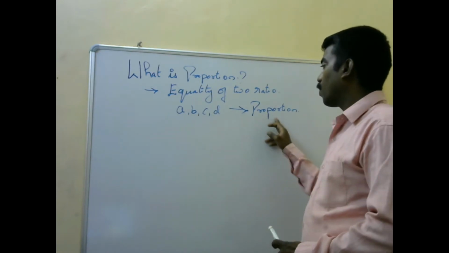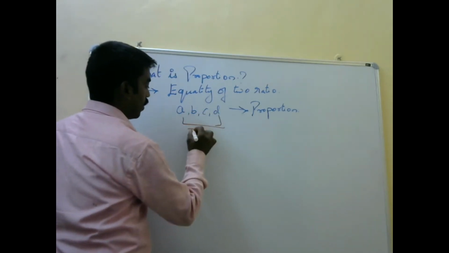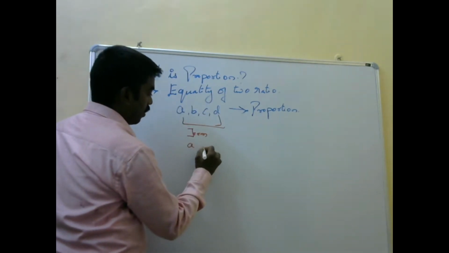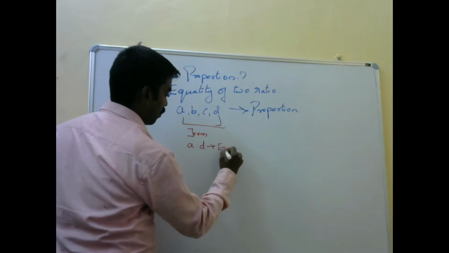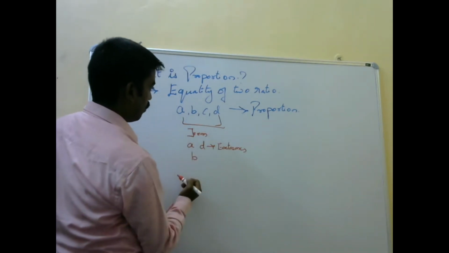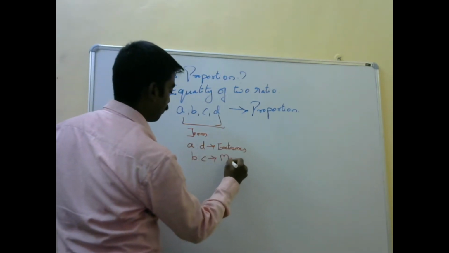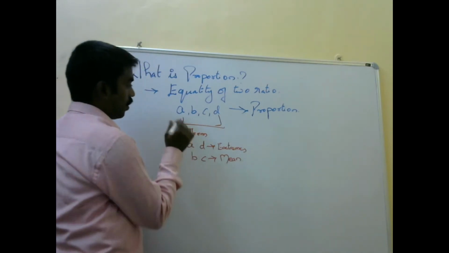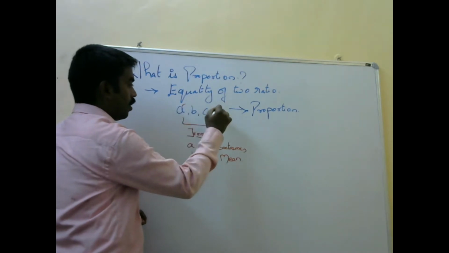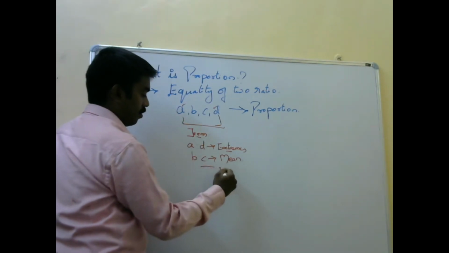A, B, C, D is said to be a proportion. A, B, C, D are called the terms: first, second, third and fourth terms. In a proportion, A and D are called extremes, and B and C are called means. Note it.